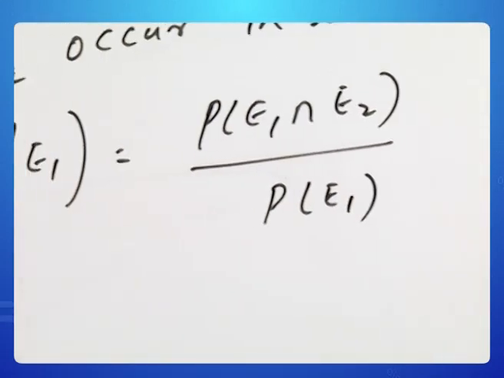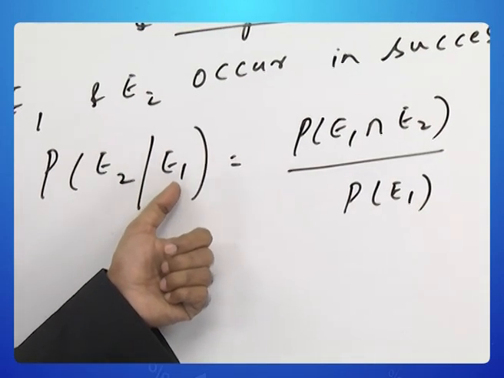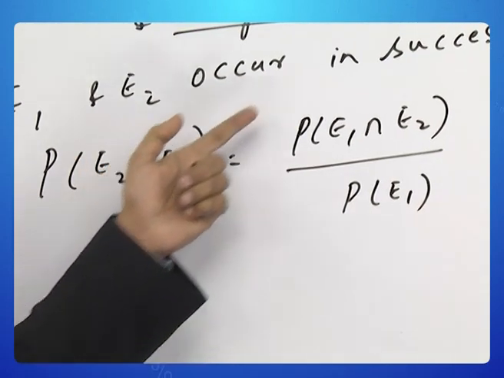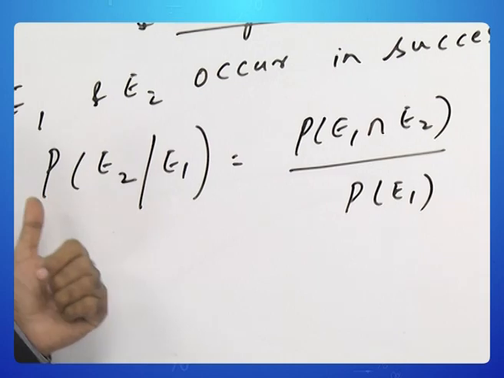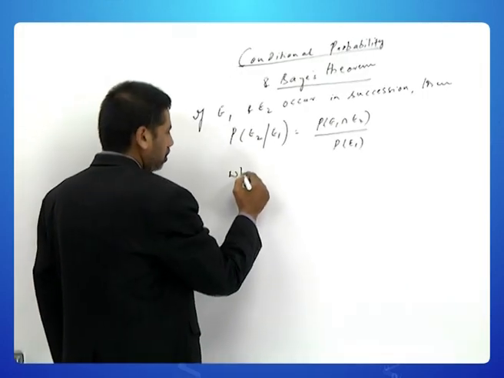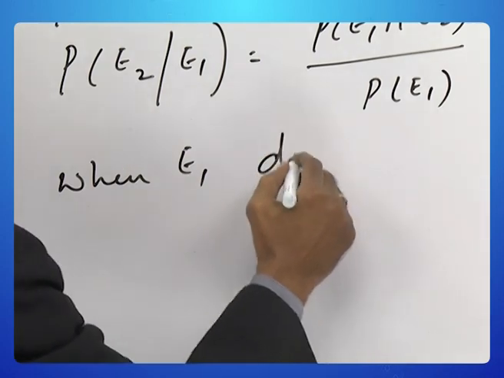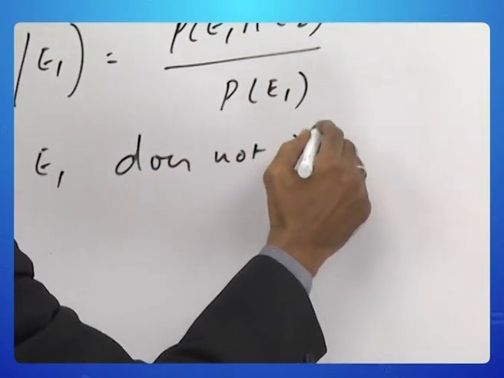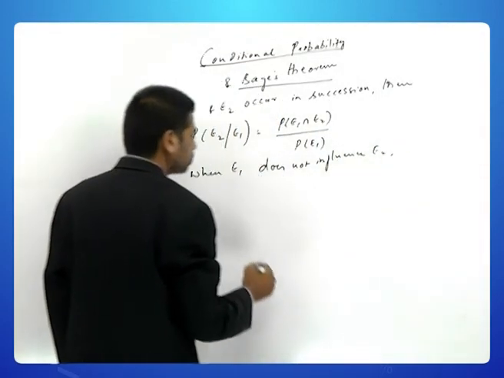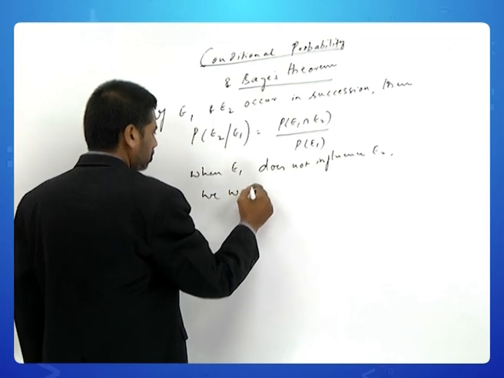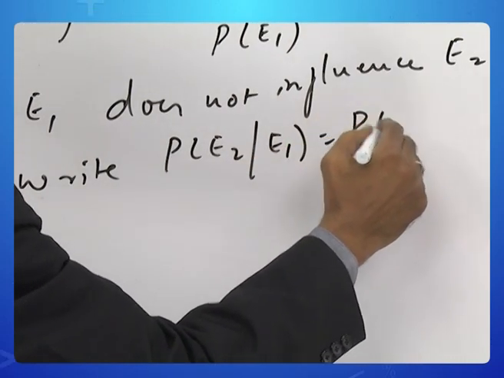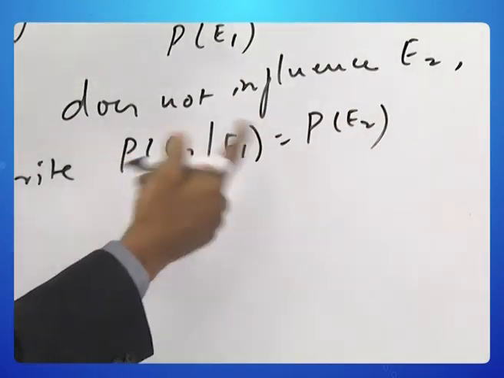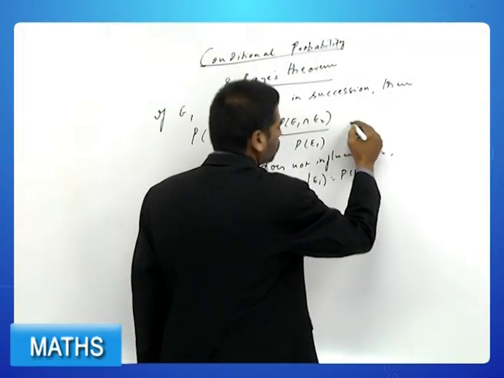This notation indicates that whenever the occurrence of E1 influences the occurrence of E2, then this is how you compute the probability of E2. But sometimes E1 does not influence E2. When E1 does not influence E2, we write probability of E2 given E1 is equal to probability of E2 itself. That means E1 does not influence E2. Suppose we denote this with equation number 1.